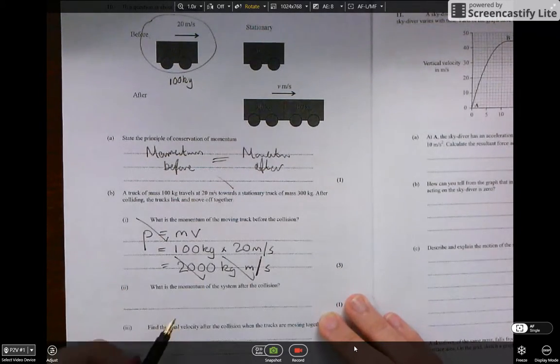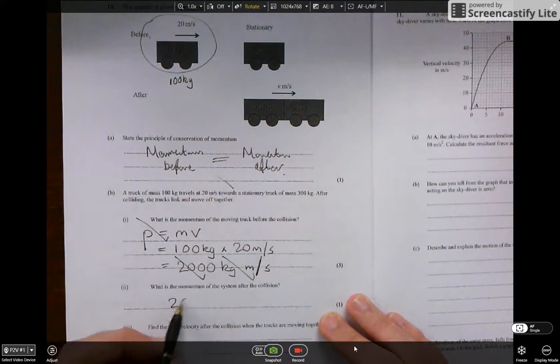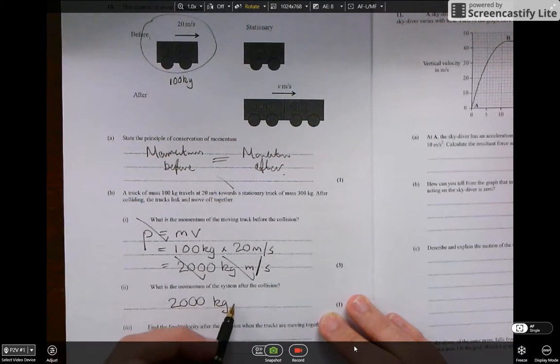What's the momentum of the system after the collision? Well, we immediately know, because the momentum before is the same as the momentum after, it's got to be the same. So that's 2,000 kilogram meters per second.